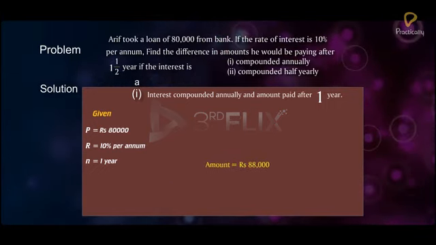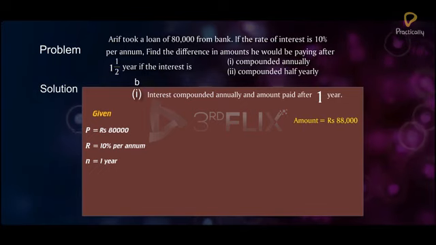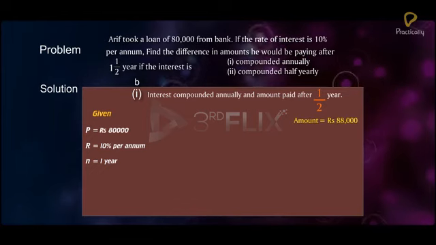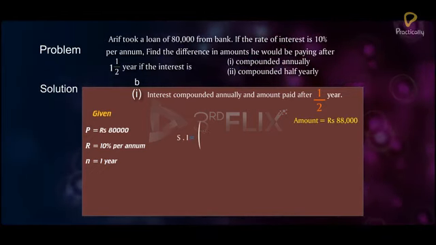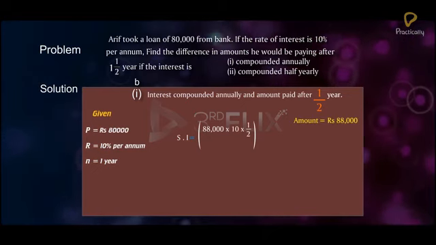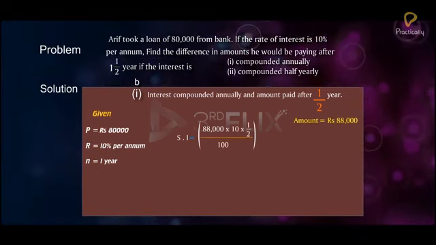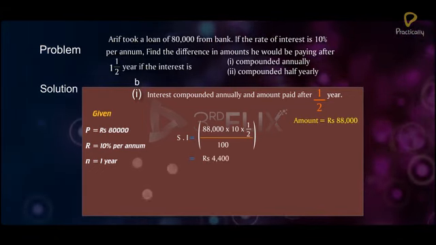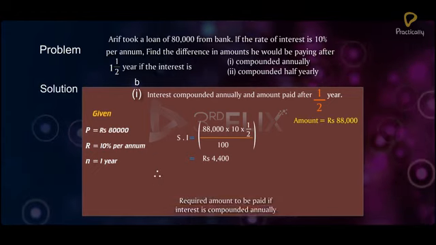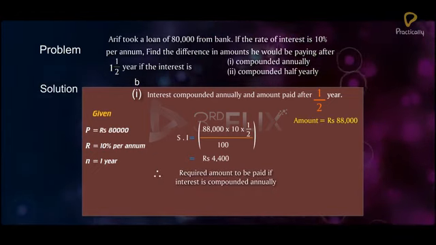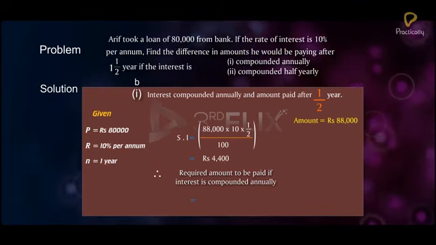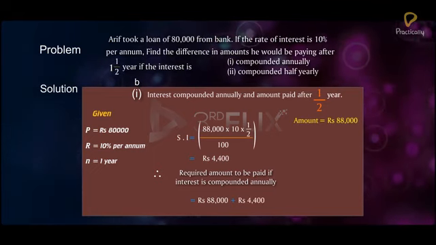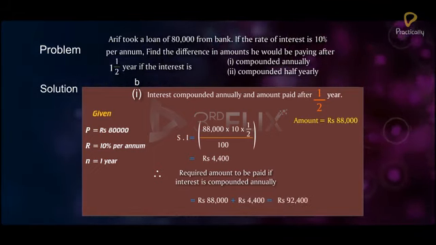Now, we need to calculate the simple interest on rupees 88,000, at 10% per annum, for half a year. Simple interest is equal to 88,000 into 10 into 1 by 2, divided by 100. It is equal to rupees 4,400. Therefore, the required amount to be paid, if interest is compounded annually, is equal to rupees 88,000 plus rupees 4,400, which is equal to 92,400.